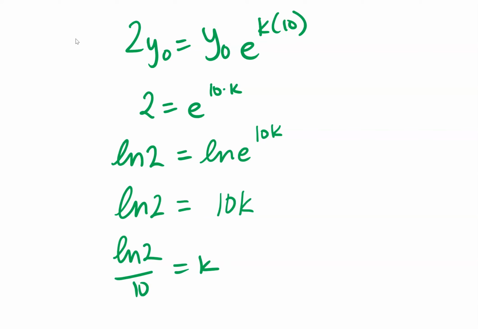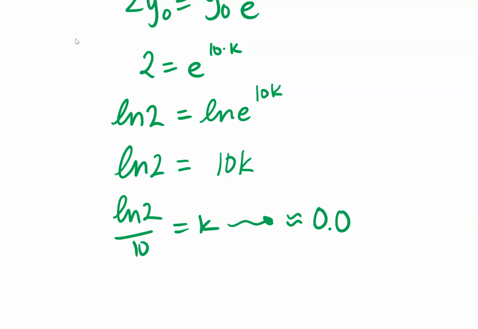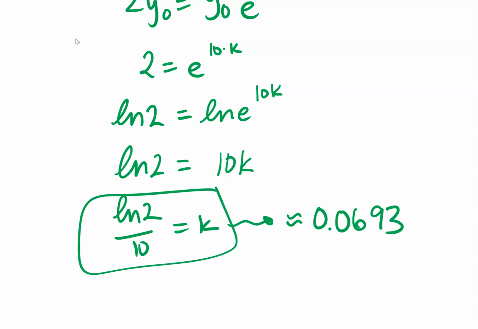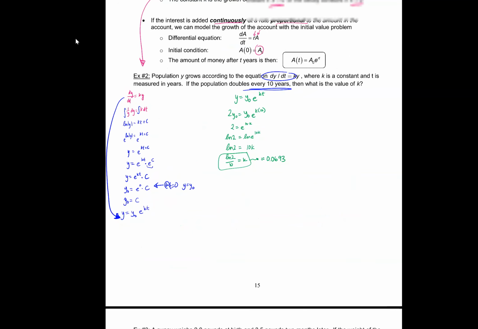Now this is a perfectly good answer. This is a good enough answer for calculus. That's totally fine. If you're not happy with it, this is approximately equivalent to 0.0693, but this is fine. This is the value of k. Awesome. Okay, let's continue on.